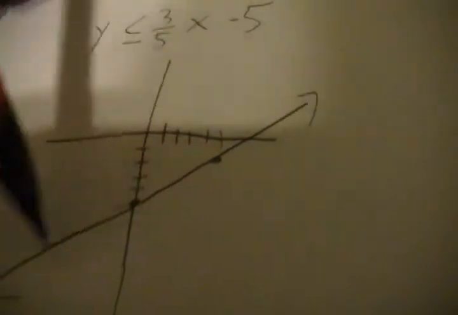And we have a solid line because it's y is less than or equal to. So if we have an equal sign, then the line becomes solid. Now it's saying all the values of y have to be less than this line. So if it's less than, it has to be below this line. So we highlight everything that's below this line, because then that'll satisfy this equation right here.